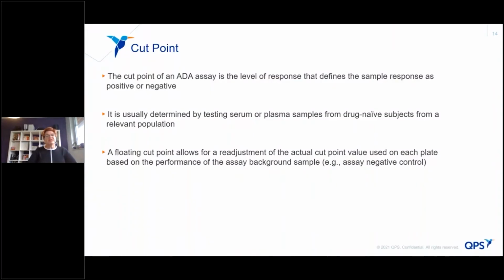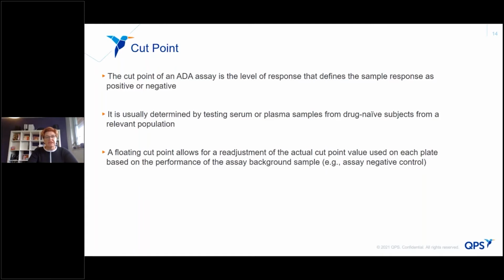In contrast to a PK assay, an ADA assay typically does not have a calibration curve. Instead, a cut point is set, which is a threshold below which samples are considered negative for the presence of ADA, and above which samples are considered positive for the presence of drug-specific antibodies. Typically, this cut point is determined by measuring a series of serum or plasma samples from drug-naive patients from a suitable population, and by statistical means, a cut point is calculated.